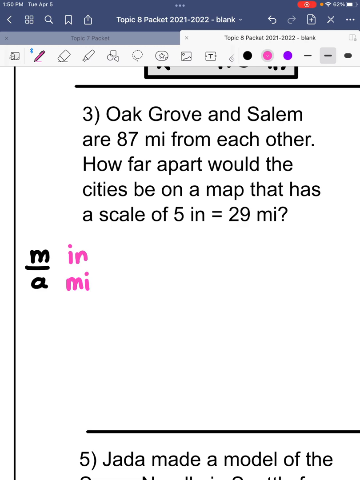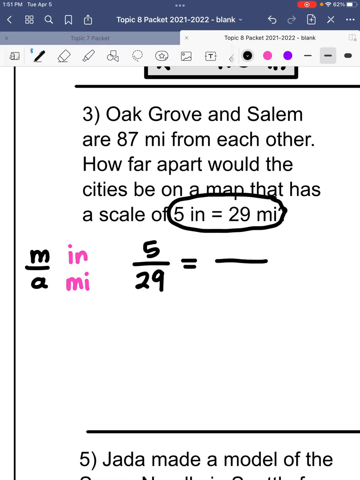Okay, we are told that on the map the scale is 5 inches equals 29 miles. So we're going to use that ratio. So 5 goes on top, 29 on the bottom, and I'm going to set that equal to another fraction so that I can solve a proportion. Now the only other distance I'm given is 87 miles right here. So where does that go? Does it go on the top or bottom of my second fraction? Well, I want to keep my units consistent, so miles goes on the bottom, so I put it down here. And I'm trying to figure out how far apart those cities are on a map.